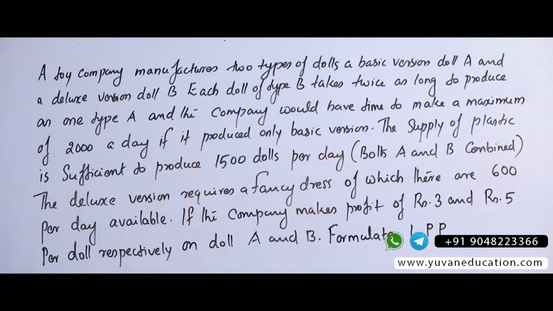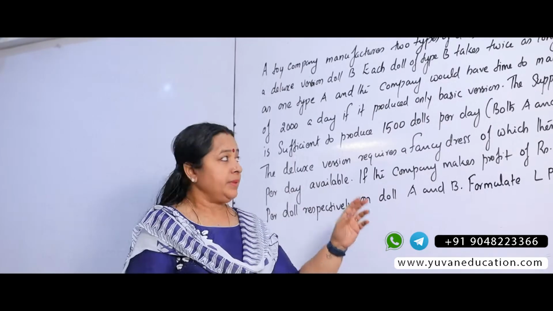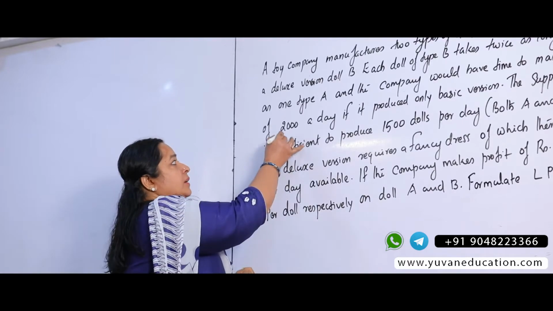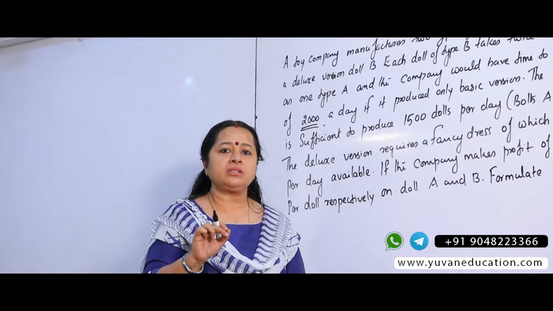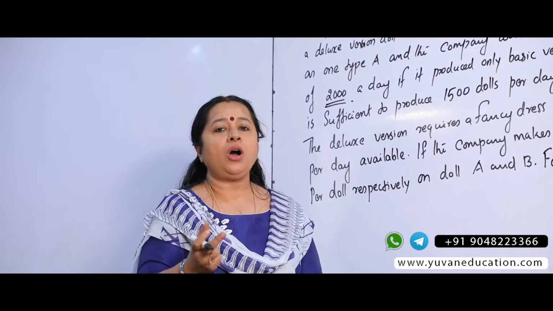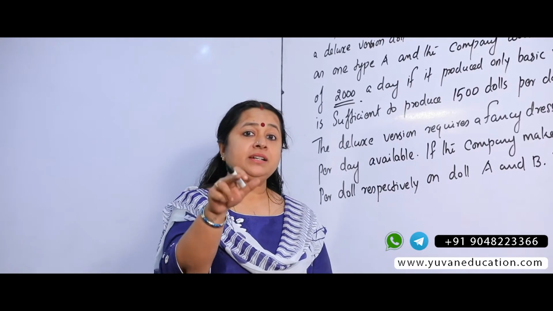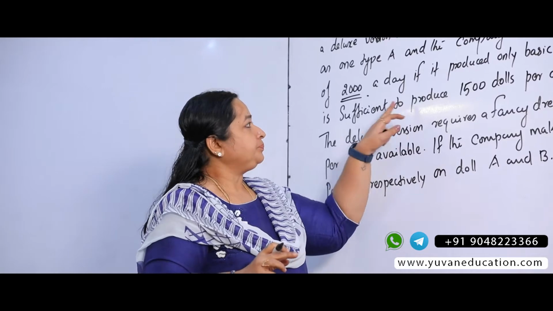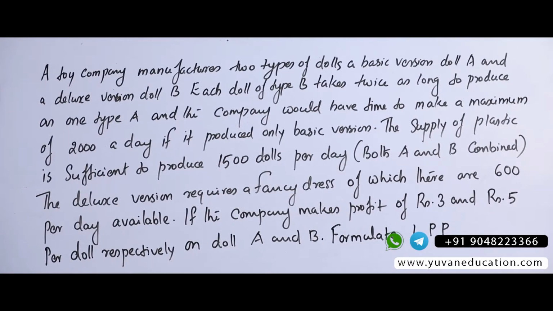Then, if we prepare only basic version dolls, we can prepare 2000 dolls a day. See, 2000 dolls a day. If we prepare only the deluxe version, 1000 dolls, because the deluxe version requires twice the time as the basic version. Okay, then we can develop one equation from this.